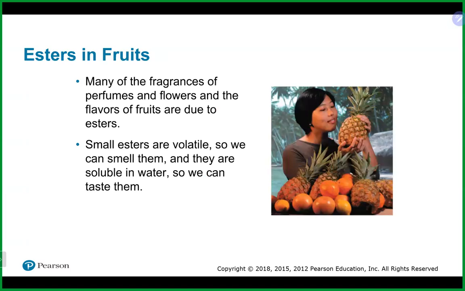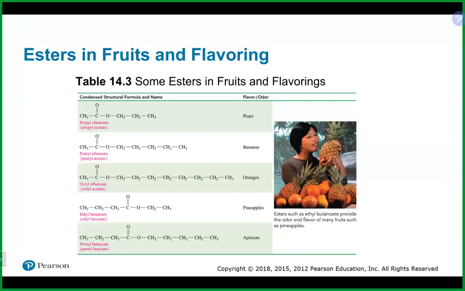As we talked about, esters are responsible for a lot of perfumes and aromas, like pineapple and oranges and all those good things. So here's a little table of all those things like pears, banana, oranges, pineapples. These are all our ester groups. And once again, we can break all these between the carbon-oxygen single bond, and always towards the single bonded side is going to give us our alcohol group.